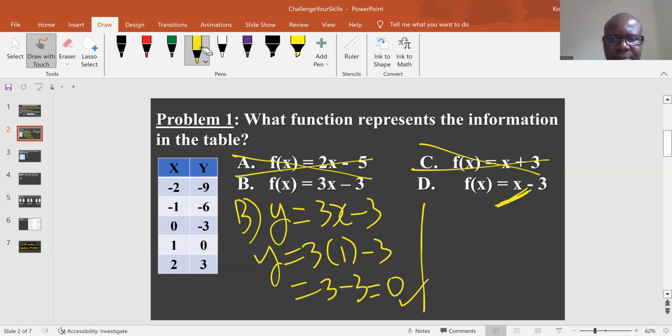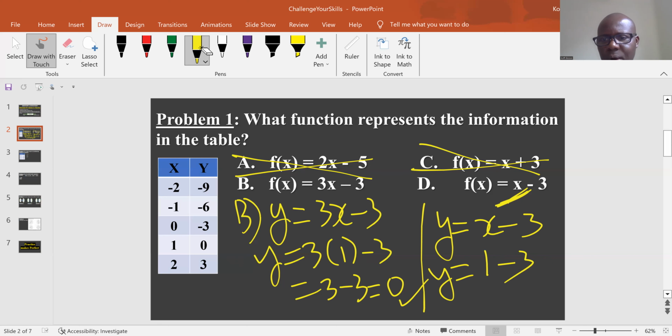Let's see for D. In D, we have y, which is the same as f of x is equal to x minus 3. But if I replace x by 1, 1 minus 3 is not a 0. 1 minus 3 is negative 2. D is out. Therefore, the correct choice here is B.